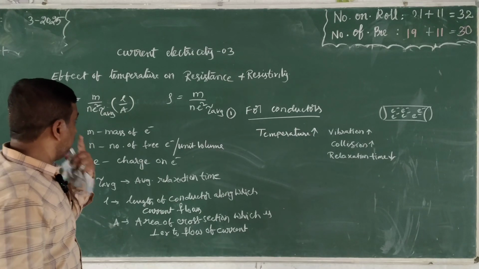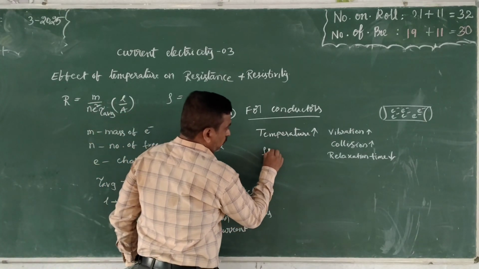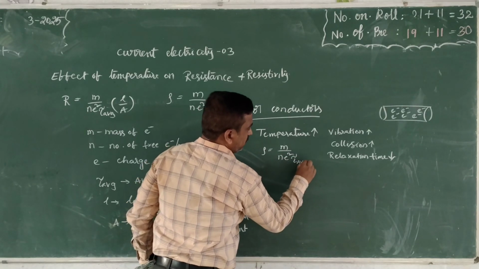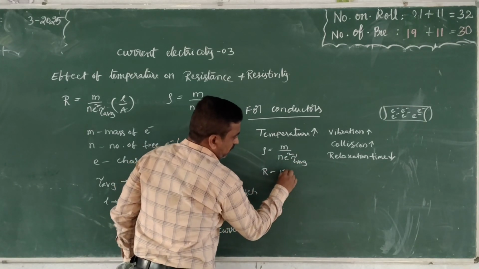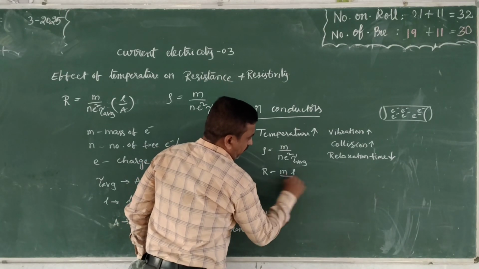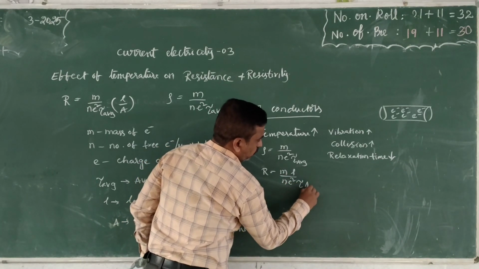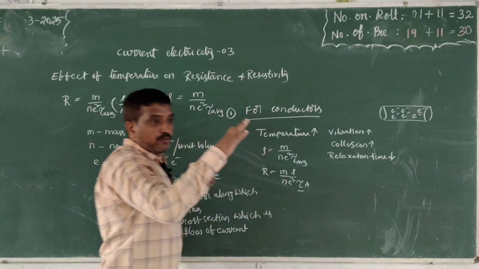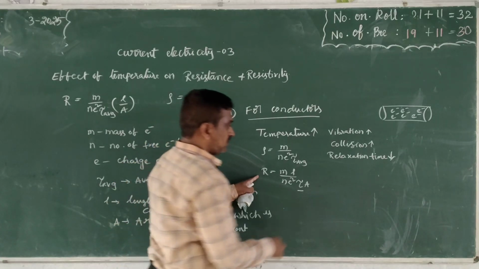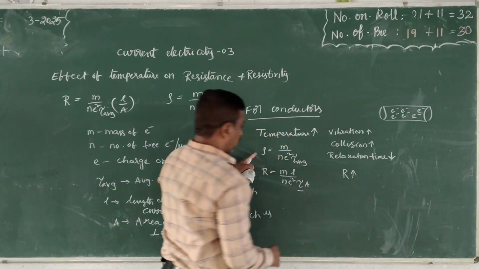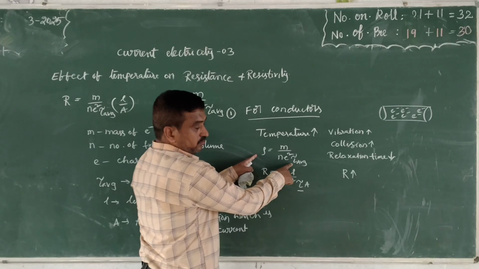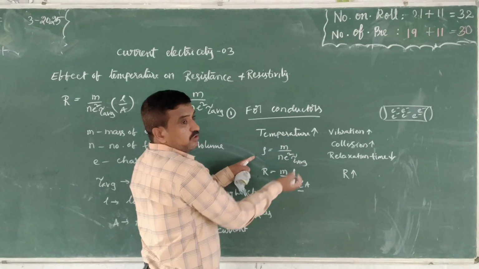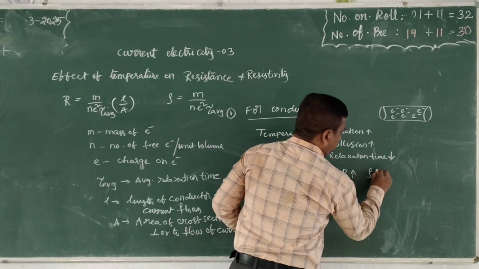For example, what is rho here? Rho equals m by ne square tau average. Resistance is m L by ne square tau A. See here, tau is in the denominator. When the denominator value decreases, resistance definitely increases. For resistivity too, the average relaxation time is in the denominator, so when it decreases the total value increases, which means resistivity also increases.